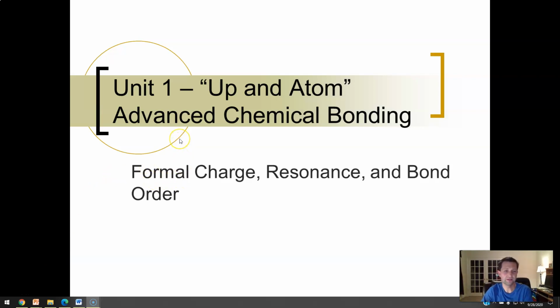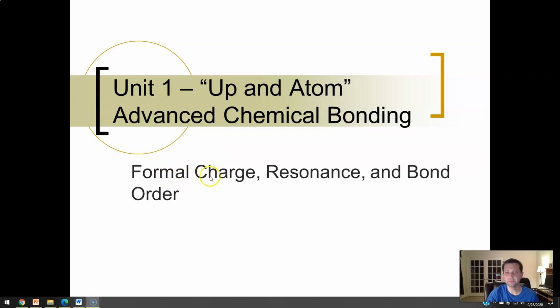What we're going to do right now is take a look at something called formal charge, resonance, and bond order. So this is going to come after we review how to write Lewis dot structures the right way. And this just takes it a step further. We're going to look at some of the details about those Lewis structures that we're drawing.